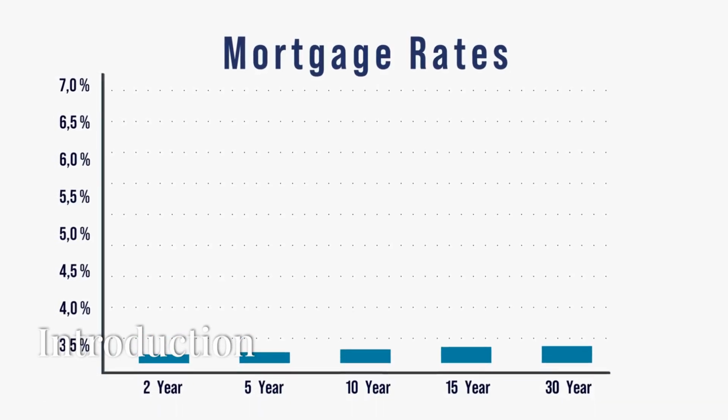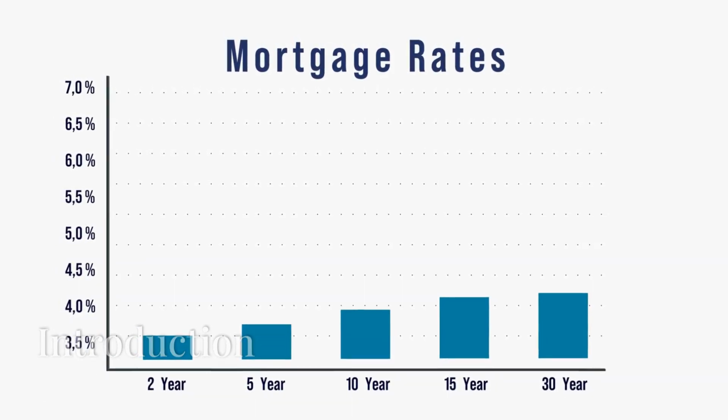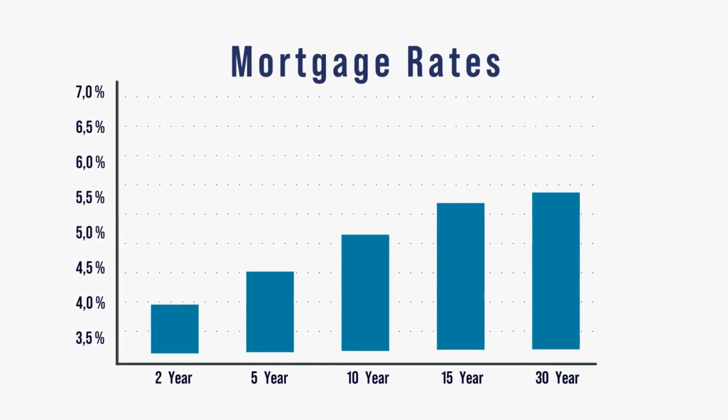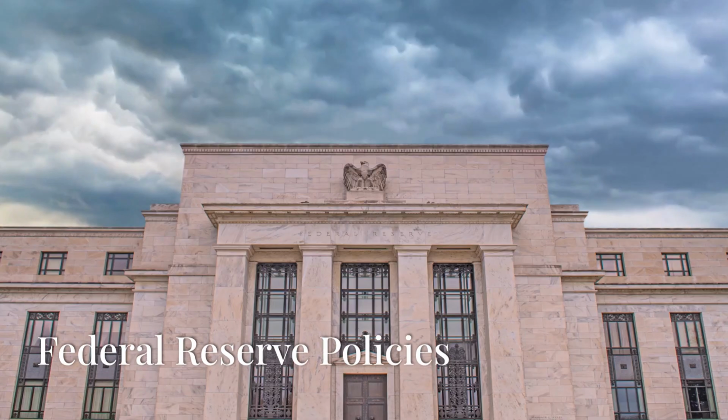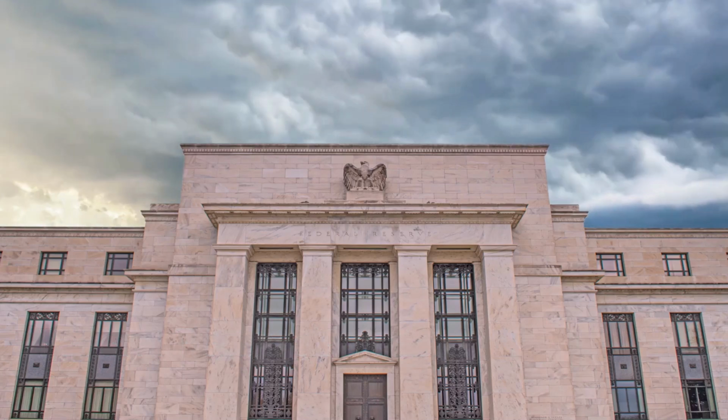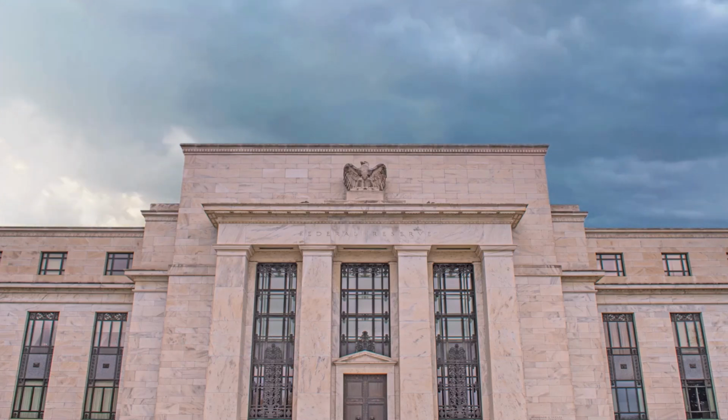Mortgage interest rates fluctuate due to a variety of factors, primarily influenced by broader economic conditions. Here's a breakdown of the key drivers. Federal Reserve policies, or the Fed's actions, play a crucial role in setting short-term interest rates through its monetary policy.